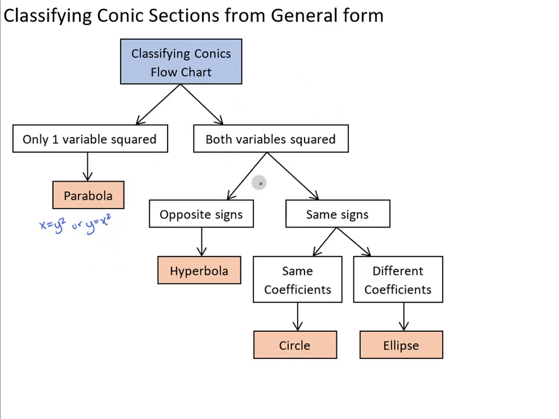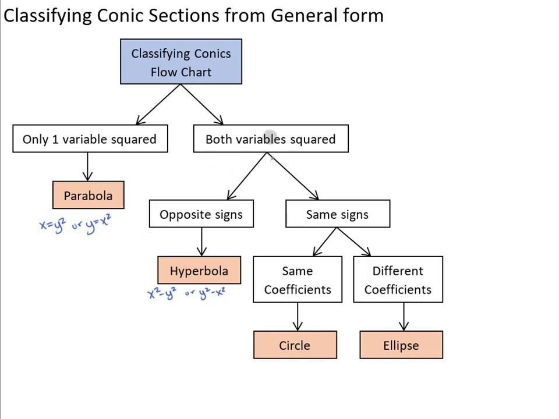Now, if both variables are squared, the next easiest to identify is, do my two squared variables have opposite signs? Is one positive and one negative? Like x squared minus y squared, or y squared minus x squared, right? If one's positive and one's negative, it's guaranteed to be a hyperbola.